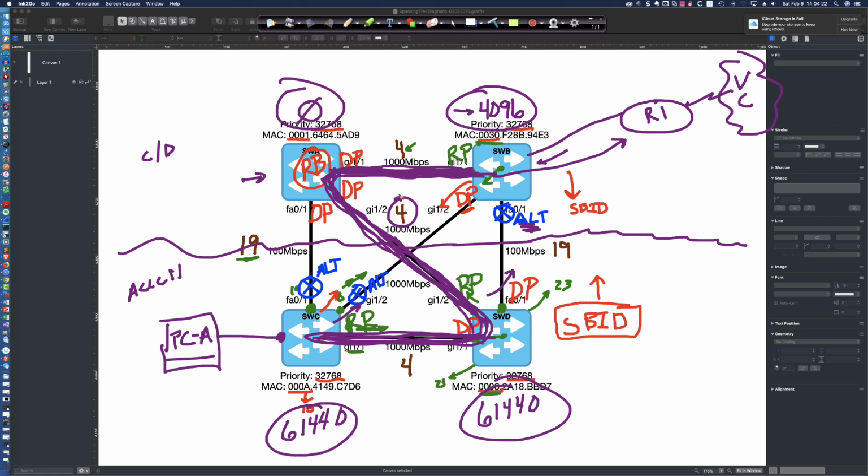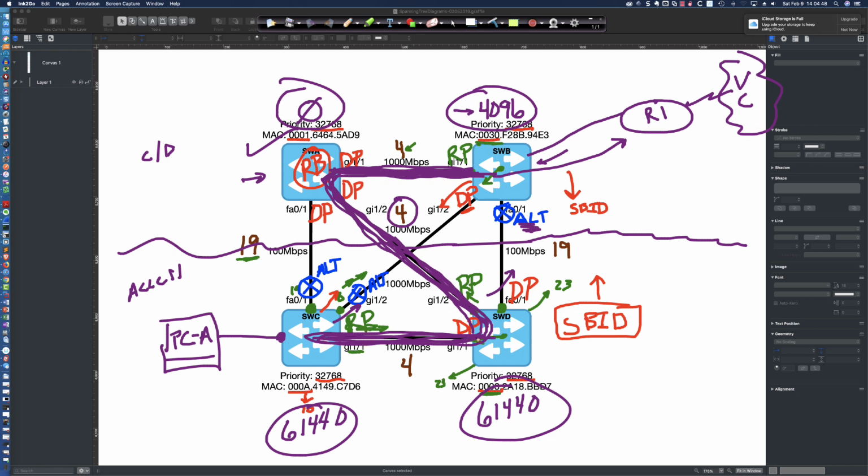Okay, so the questions we had. Root bridge: we know the root bridge is switch A. The port roles: all of switch A's ports are designated ports. Switch B: Gig 1.1 is your root port, 1.2 designated, Fast Ethernet 0.1 blocking. Switch C: Fast Ethernet 0.1 blocking, Gig 1.2 blocking, Gig 1.1 is your root port.